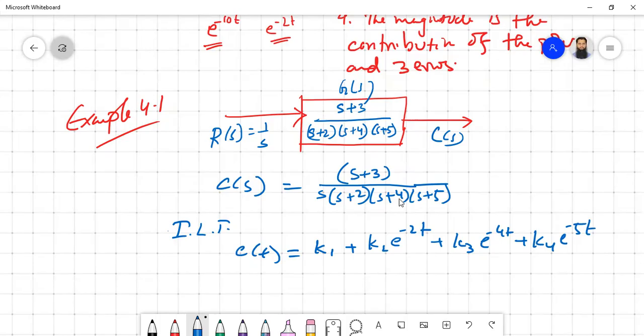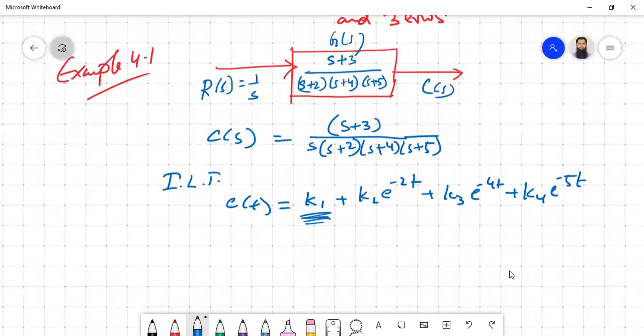So how will it behave? All of these have exponential decay. And which one will vanish first? Definitely e to the power minus 5t will have a higher rate of decrease, so that will vanish first. Finally, e to the power minus 2t will vanish, leaving the final value K1 as the steady state value. So by inspection, it is possible to figure out what the system's behavior will be eventually.